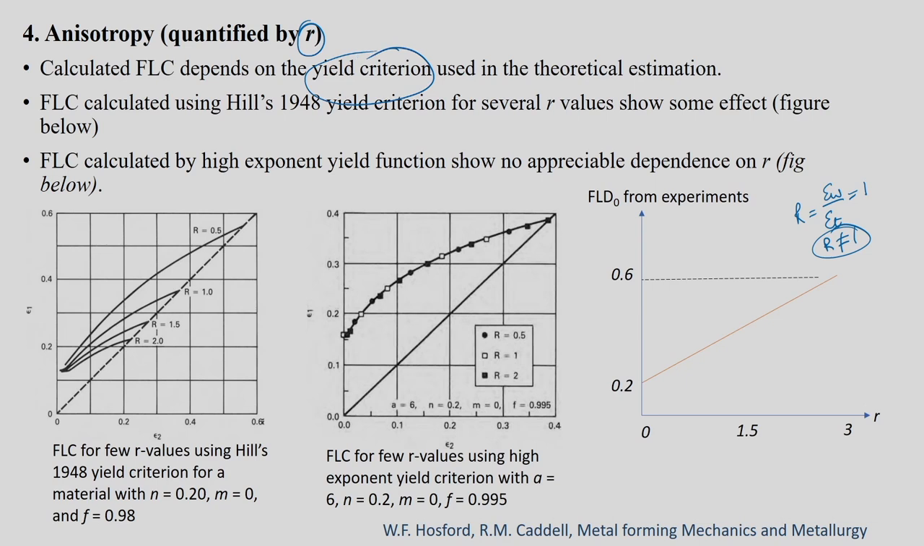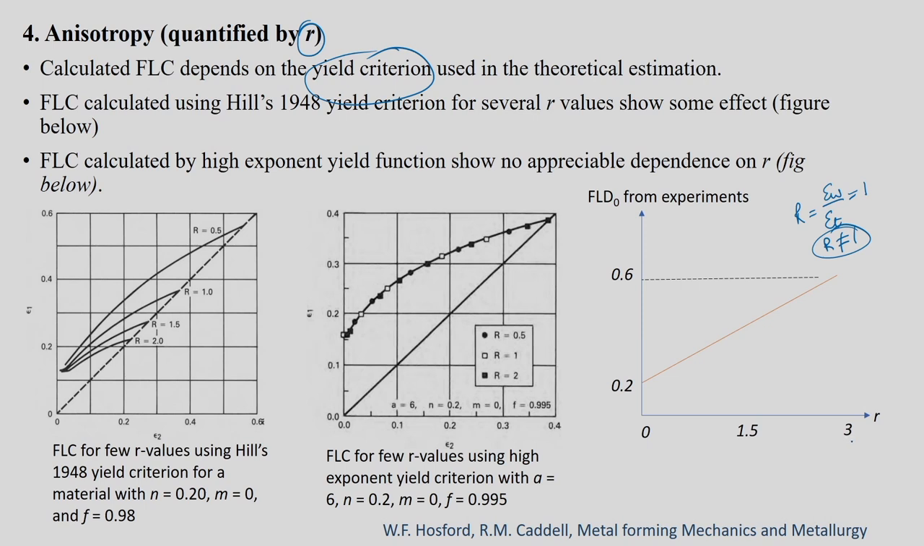Like the von Mises yield function, which is meant for isotropic materials, there are several other yield functions meant for anisotropic materials. We will see some of them later in the course in a very summarized way. If the yield function changes in the theoretical estimation of the forming limit curve, then that will have a significant influence on studying the effect of change in R. So you have to choose this anisotropic yield function wisely to study the effect of R on the forming limit curve.